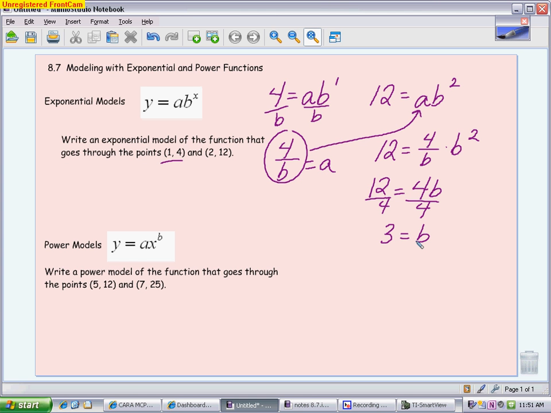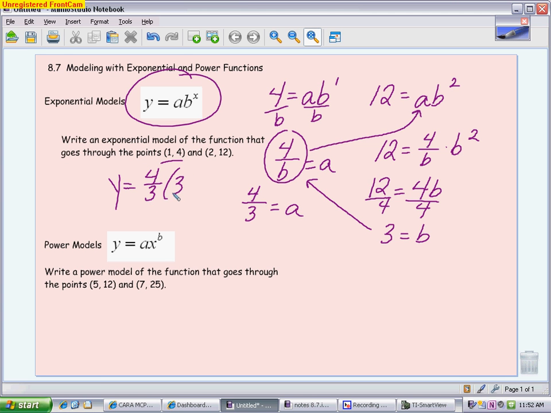Once you know what b is, then you're going to take that information, plug it into what you substituted originally to figure out what a is. So that means that a is 4/3. And then to finish the problem, you want to take your a and take your b and put it back into your model. So your final answer is actually a model that has everything filled in except for x and y. So my final answer for this one will be y equals, I'm going to replace a with 4/3, and I'm going to replace b with 3.